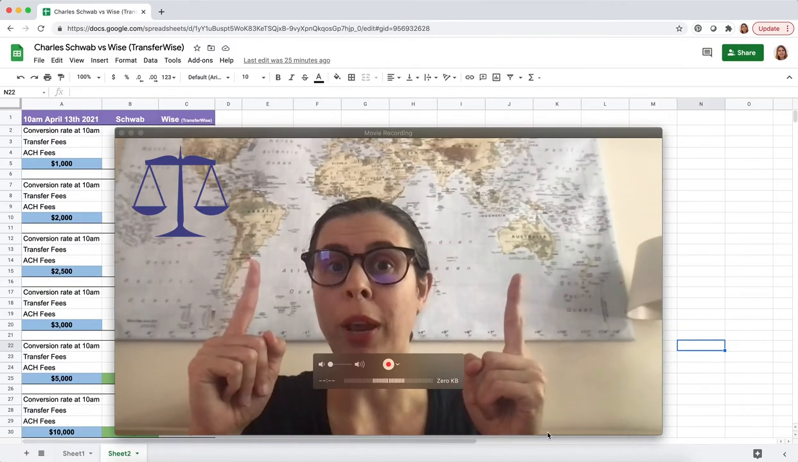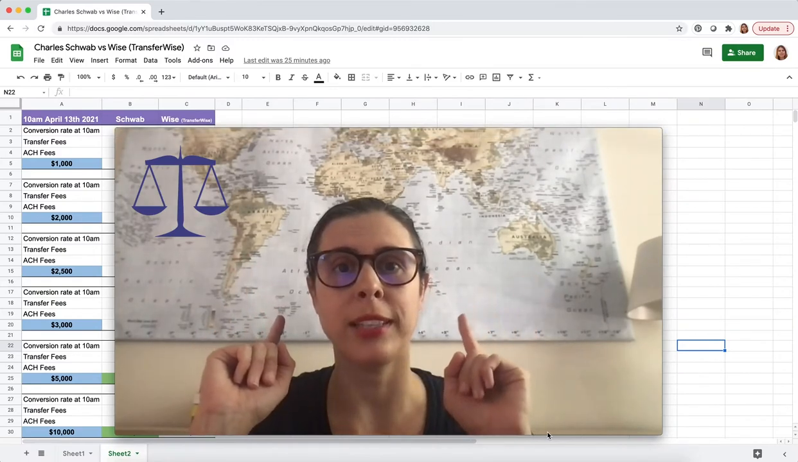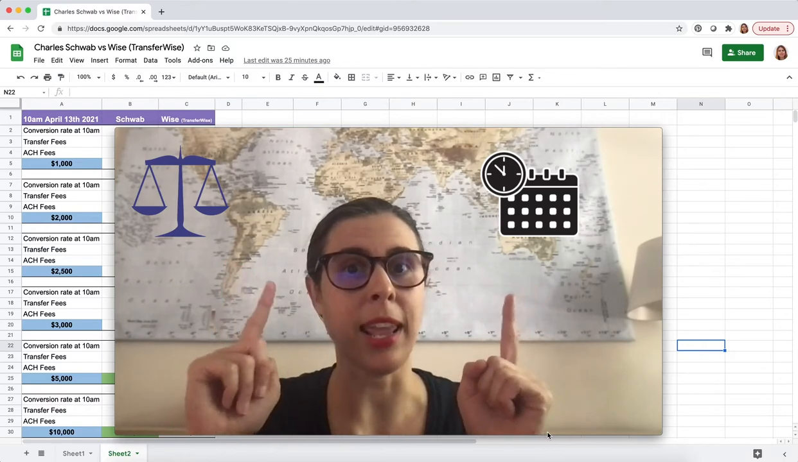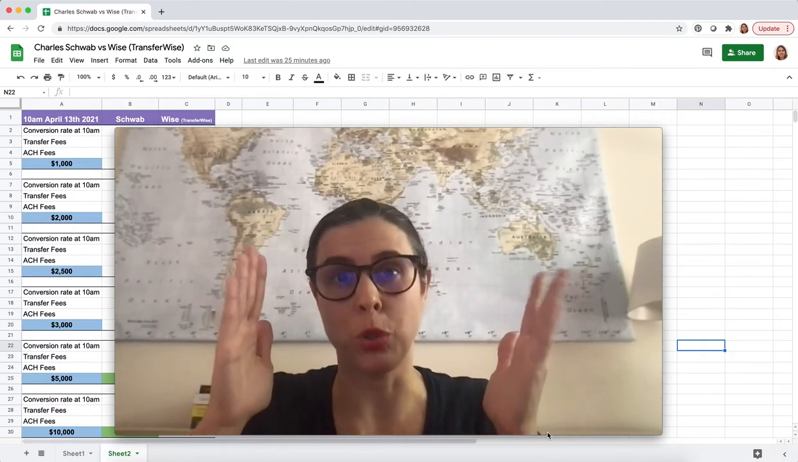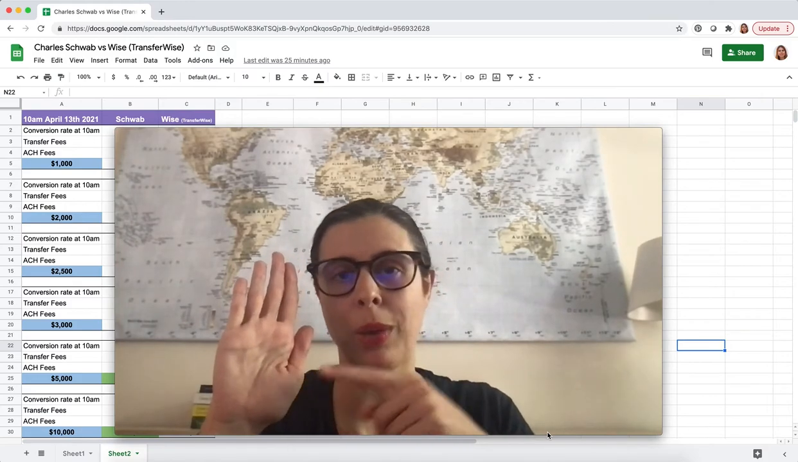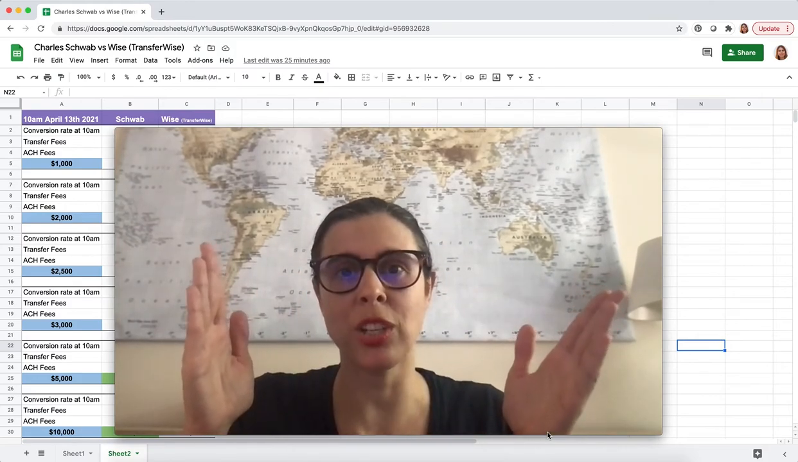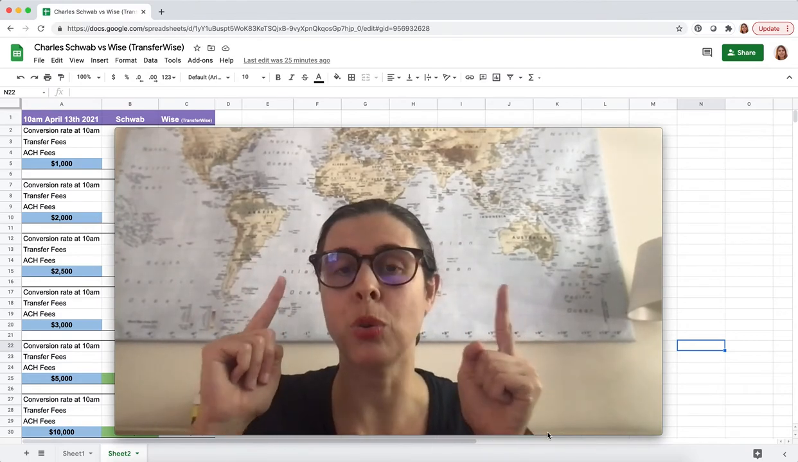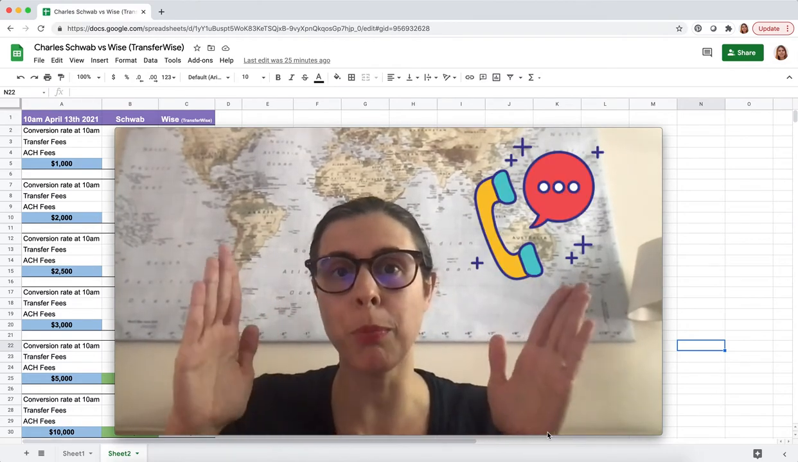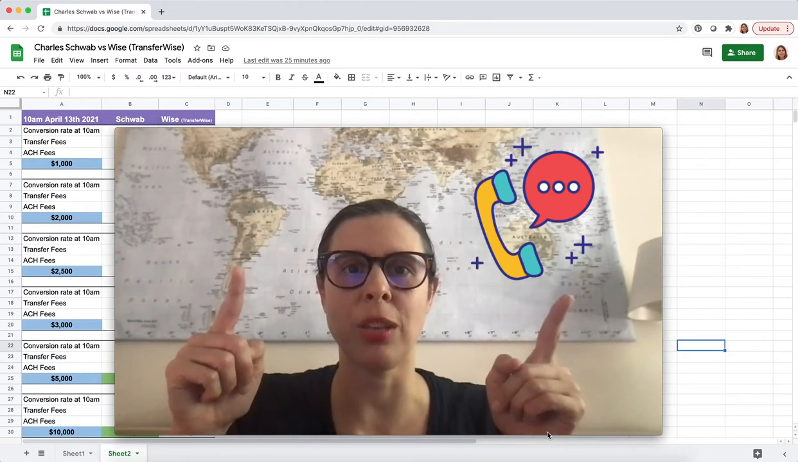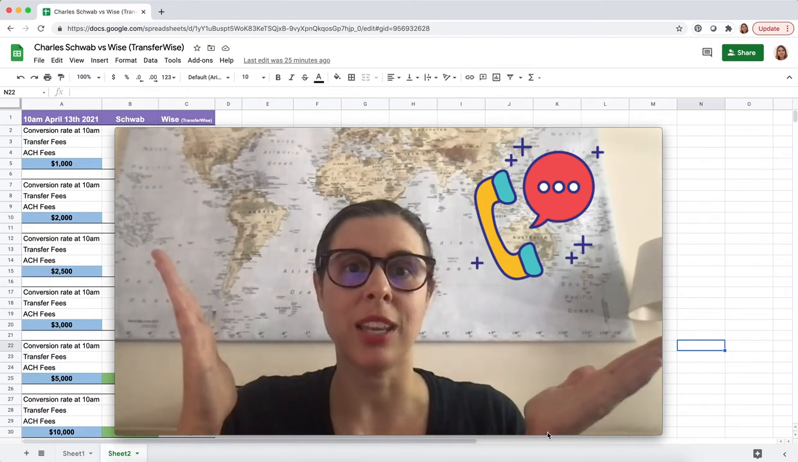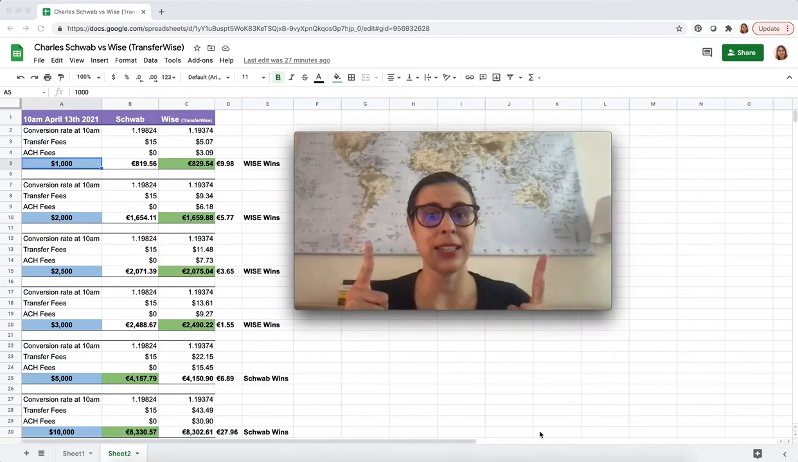For a fair comparison, we collected all the exchange rates and the fees at the exact same time, at 10 a.m. With TransferWise, or Wise, it was super simple. You get on the app and you immediately extract that information. With Charles Schwab it was a little bit different. I had to call them and go through three people until I got to the exchange department, where they were able to give me that day's exchange rate. Let's go through this data.